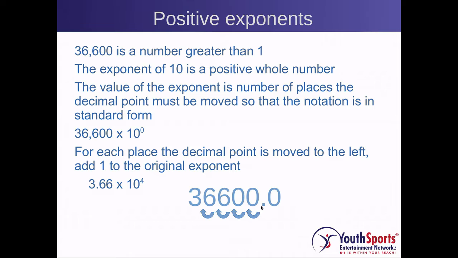Now, to get the decimal point in its correct location for the standard notation, there can be only one digit on the left side. So we'll have 3 followed by 6600. To get that, we have to move the decimal point 4 positions to the left. This 4 position movement gives you the exponent that will be the power of 10. So 36,600 times 10 to the 0 is the same as 3.66 times 10 to the 4.